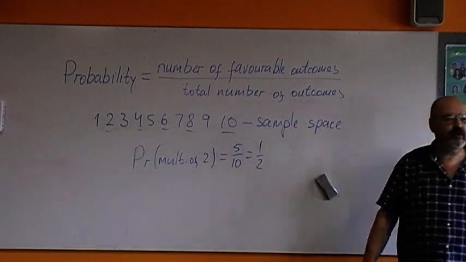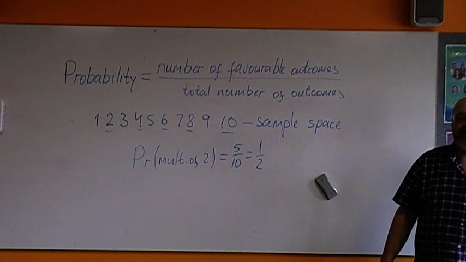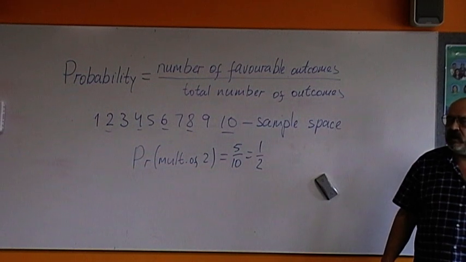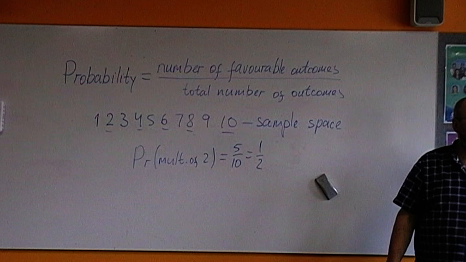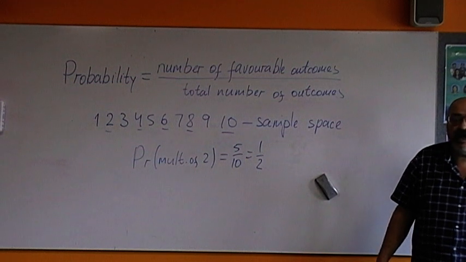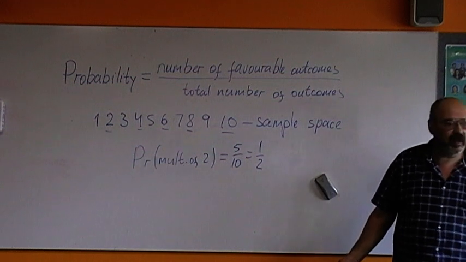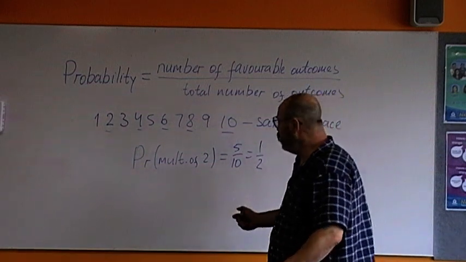Choose a number at random from 1 to 25. What will be the probability of choosing a prime number? To do that, let's list all prime numbers from 1 to 25.